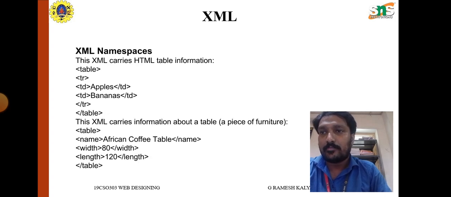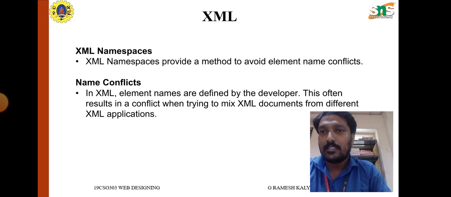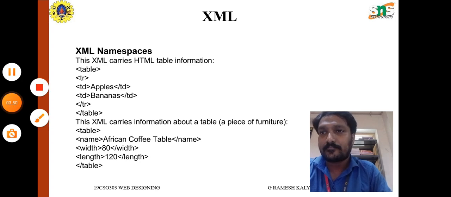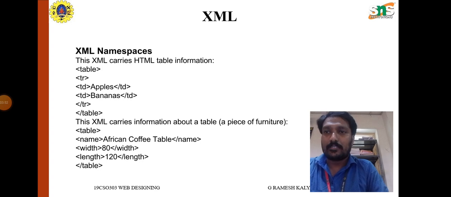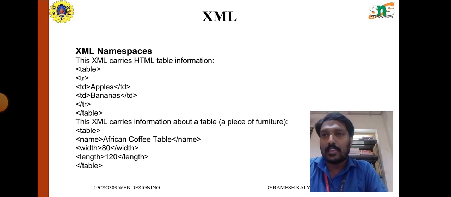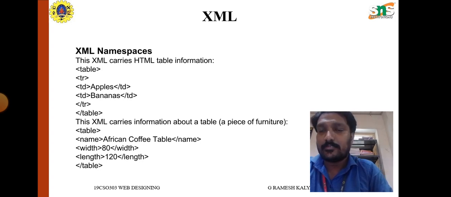So this is an example of the conflict I described. In this example we have two tables, as I said previously. The first table refers to the names of fruits, like apples and bananas. The second table mentions the width and length of a table called African coffee table. So in the same document we have two tables that differ only in their data. This becomes a big confusion and results in a conflict.